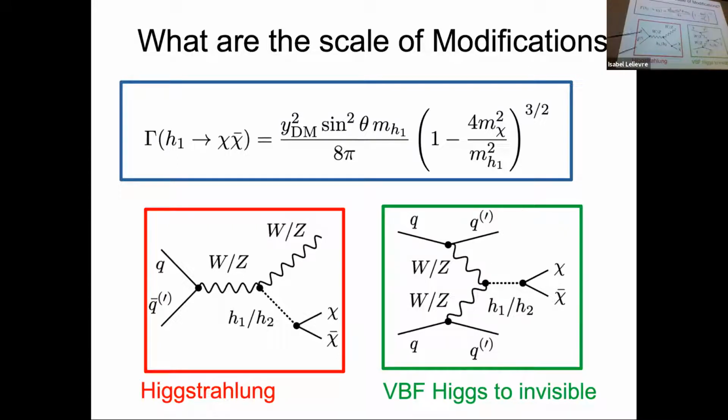And now you can have your Higgs decay invisibly and radiate a W or Z, and you can have vector boson Higgs to invisible. So you can have both of these. And of course, right, the scalar can do the same things because now they're mixing, right? The new singlet scalar and the Higgs behave the same.